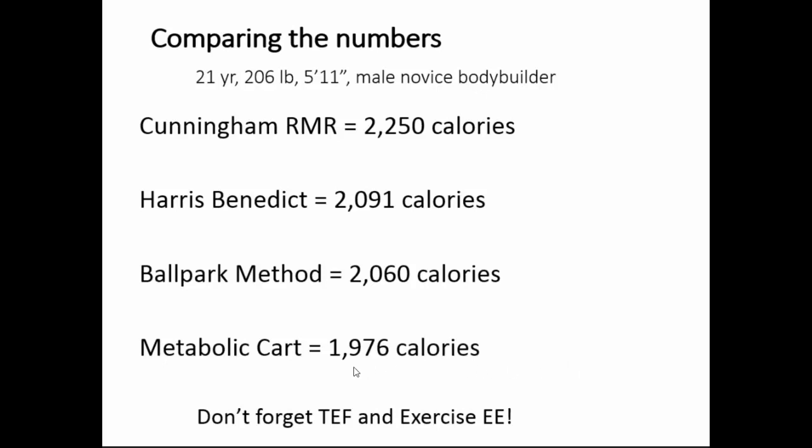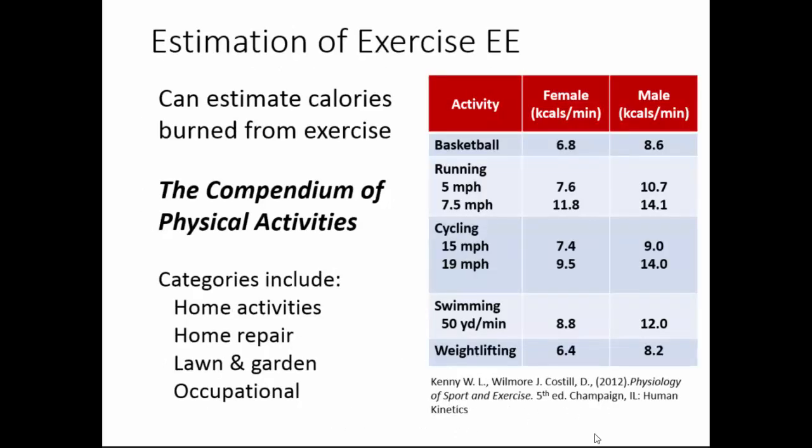So don't forget, this is just for resting energy expenditure. You still have to add the calories through exercise and the calories through the thermal effect of food. Ways that we can estimate exercise energy expenditure, there's a number of different ways we can do this. We can use what's called the compendium of activities, and this is usually at the back of any kind of exercise physiology or nutrition textbook, where it can give you the number of calories per minute for each of these activities for males or females. It gives you a range where you can estimate the calories burned through different activities.